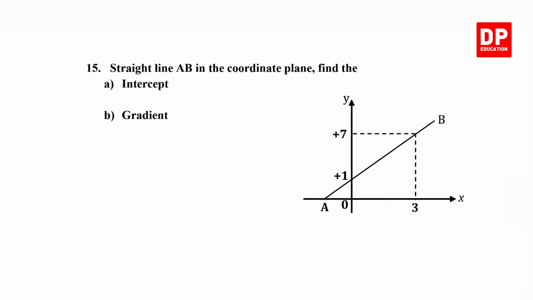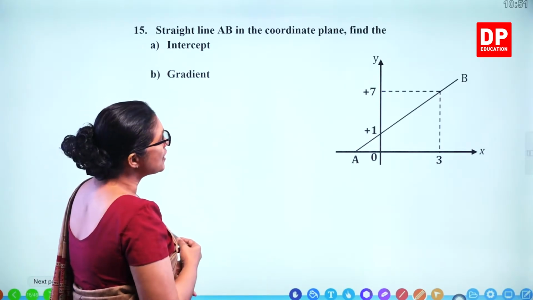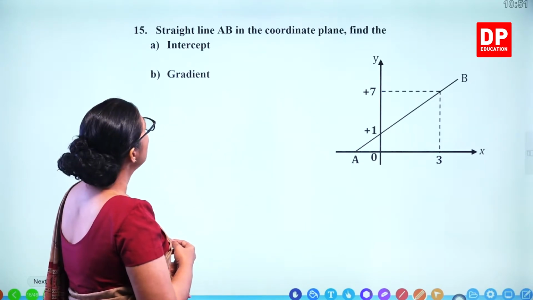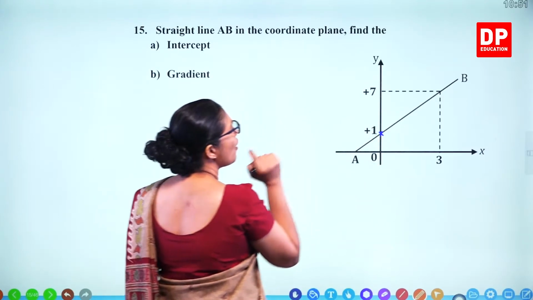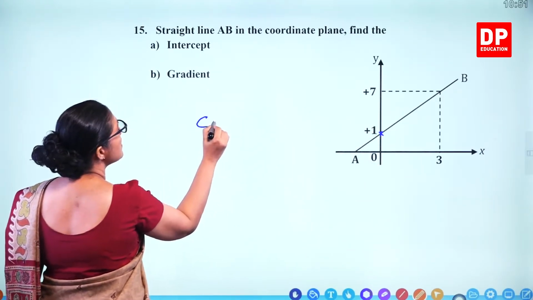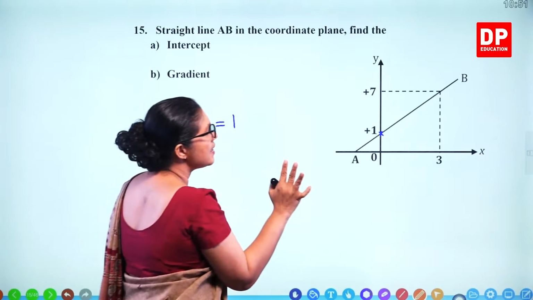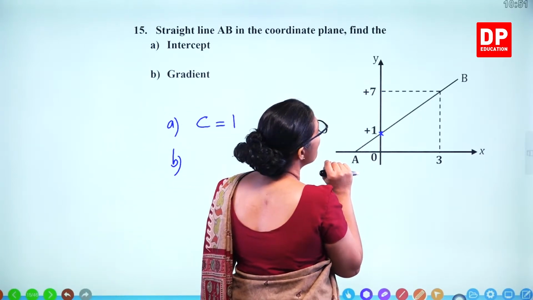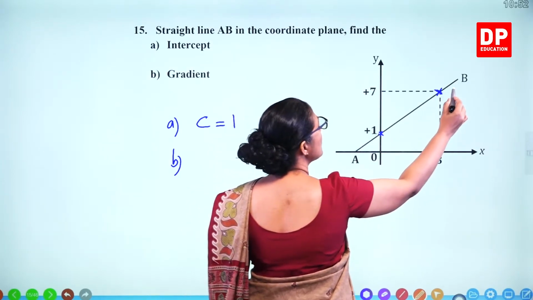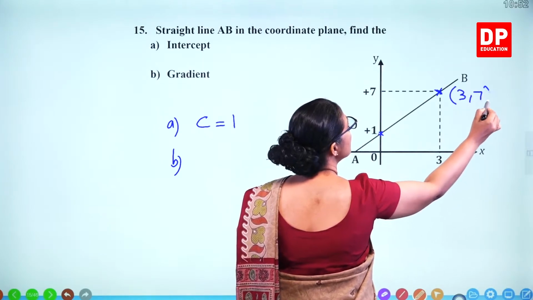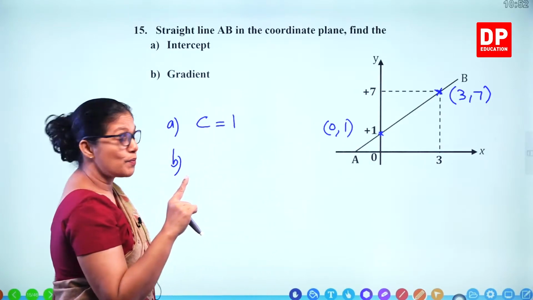Question number 15. Straight line AB in the coordinate plane, find the intercept and the gradient. Here the intercept we can easily see, no? This is the intersecting point. So C is the intercept, that's 1. What is gradient? Gradient is the slope. Now see, we can take this point and this point. What's this point? 3 with 7. And what is this point? 0 with 1.